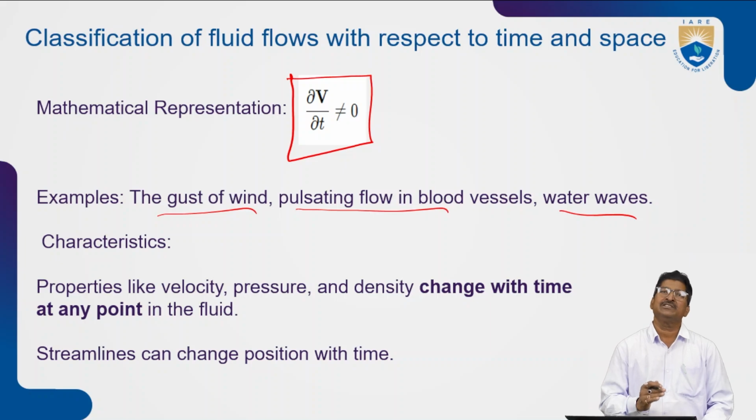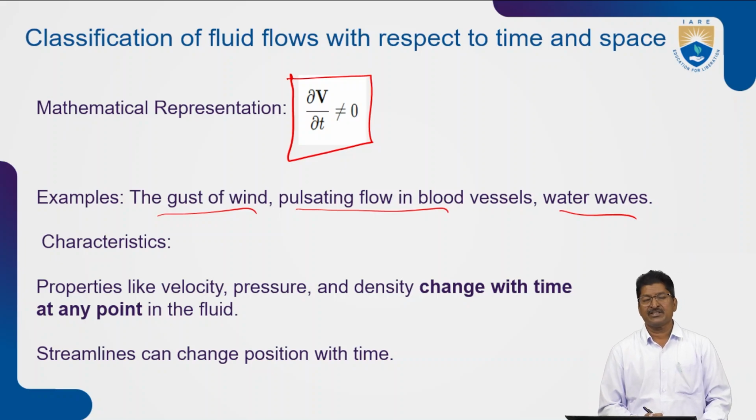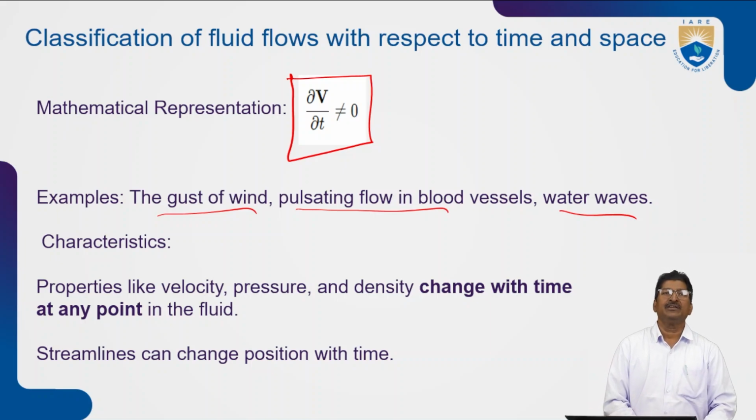That means velocity is changing. It is not constant, it is not the same throughout time at a particular point. If you take a gust of wind, pulsating flow in blood vessels, or water waves, every second the velocity is varying at that particular point. Then that flow is called unsteady flow.